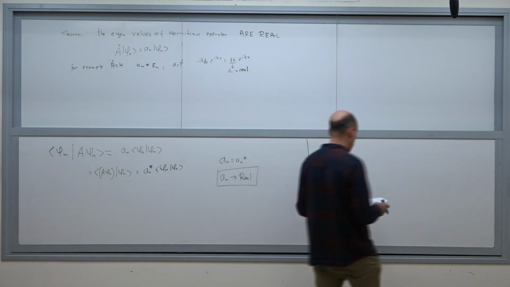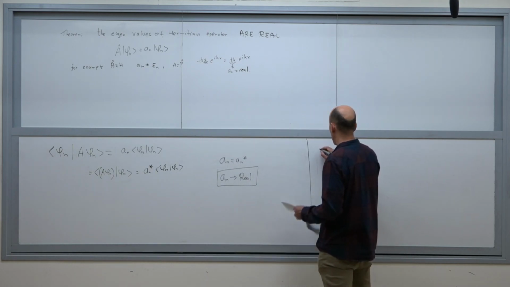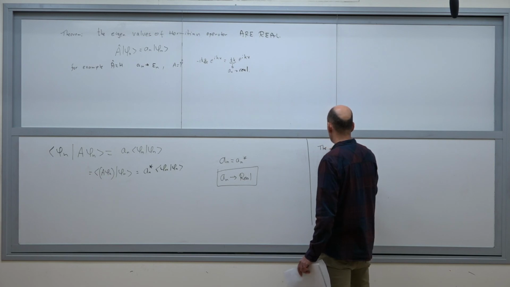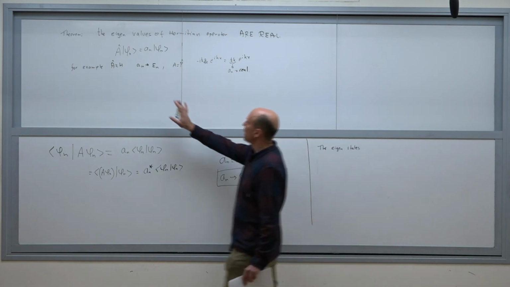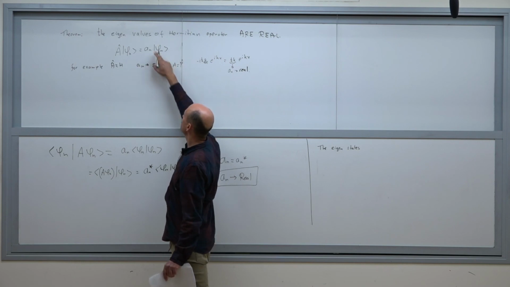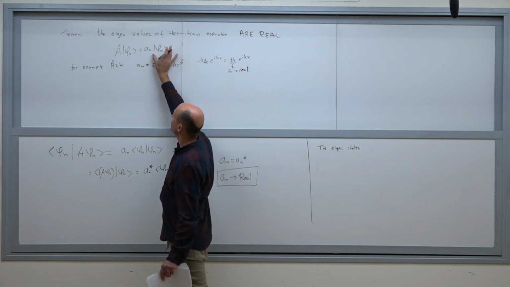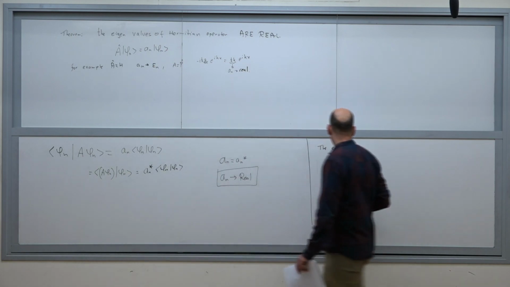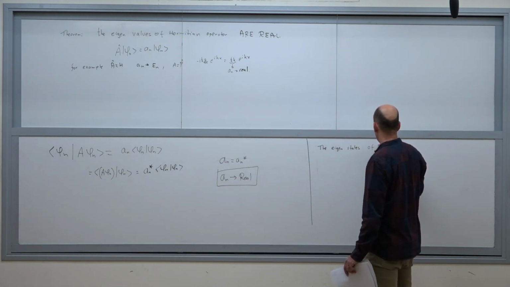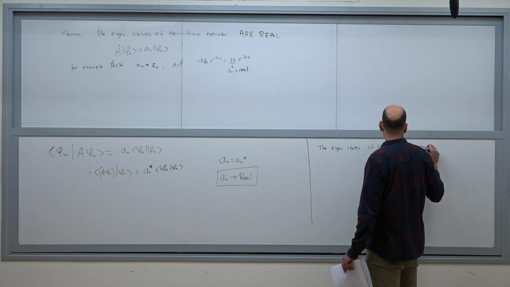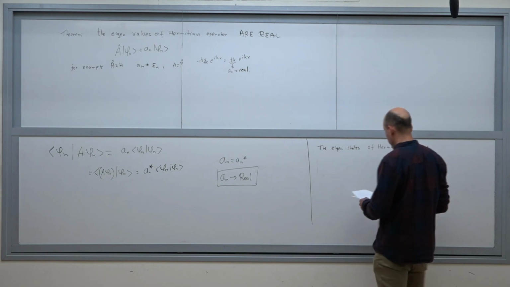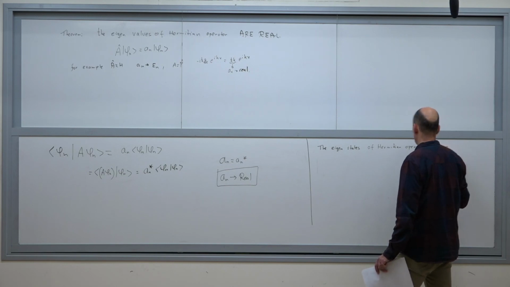Another theorem is that the eigenstates. So the first theorem was on the eigenvalues, on these A n's, and now I'm going to discuss some general property of the states themselves, the phi n's, the eigenstates of Hermitian operators. What are they? A nice property. Exactly, they are orthogonal.